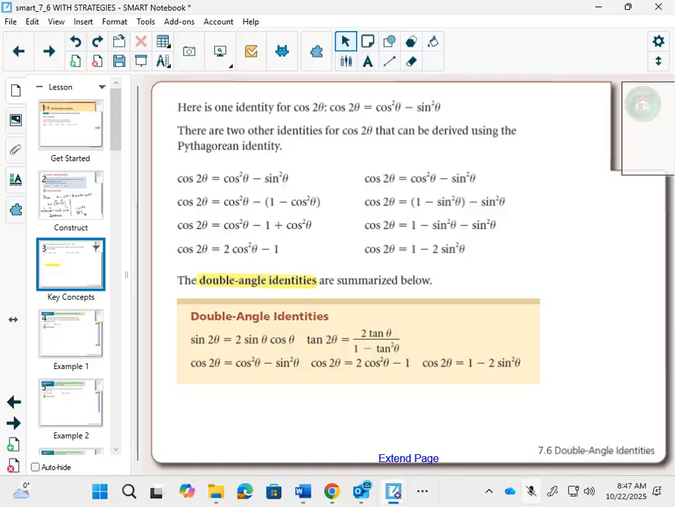So the cos 2 theta, all 3 of these are the same. However, sometimes one of them is nicer to use than the other. Like for example, if you wanted only sine of theta, then you would use the last one. If you wanted only cos of theta, then you'd use the middle one. If you needed both cos and sine, maybe you wanted to factor a difference of squares, then you would use the first one.